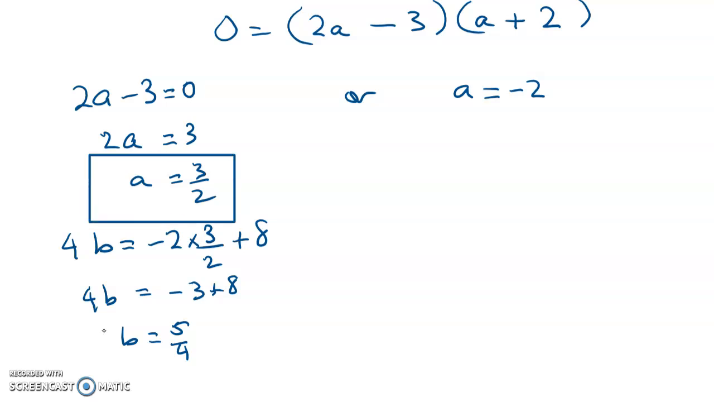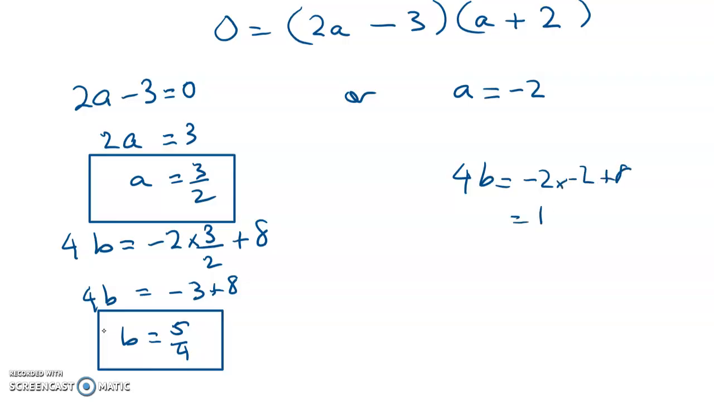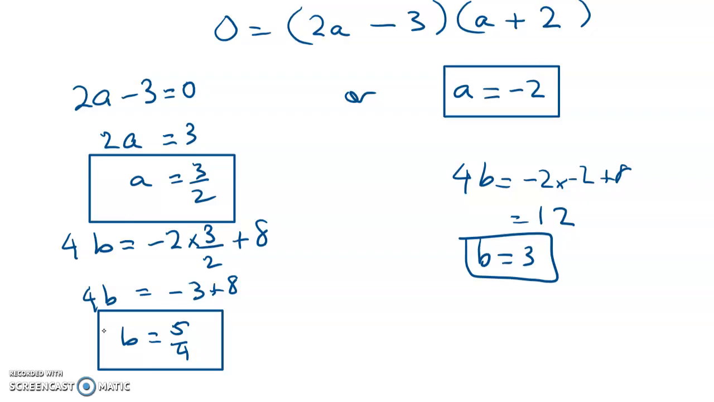So that's the first combination got. And now we have to do the same thing with a equals negative 2. So 4b is equal to negative 2 times negative 2 plus 8, which equals 12. So b is equal to 3. So there's our second pair of numbers. Okay, so that's probably all we need to do on that one.